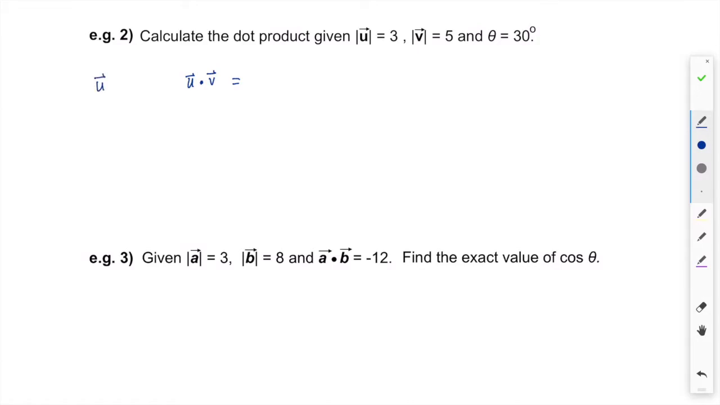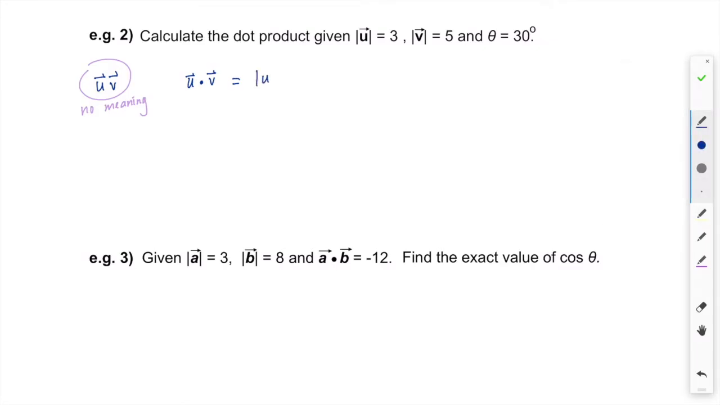If you write something like uv with nothing in between, this has no meaning, because after all, the dot product is a reserved notation, a real operation between vectors. And later on, we're also going to look at something called a cross product, which gives you a vector quantity. Save that for later. Going back to the question.